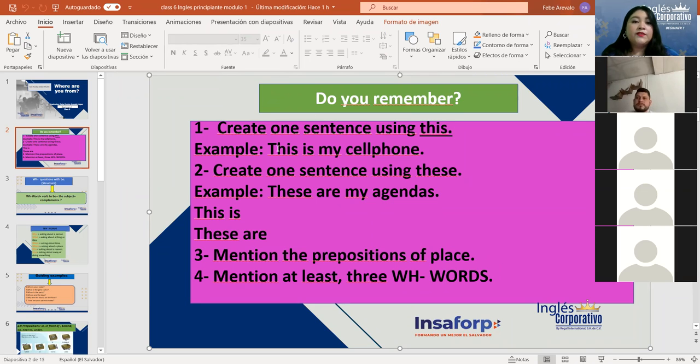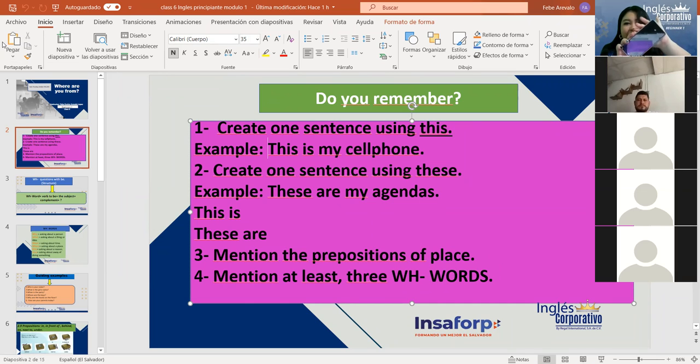So ahorita pueden crear su oración. Este es mi ejemplo. This is my cell phone. So I have my cell phone over here, right? This is my cell phone. Let's work on that. Me avisen cuando hayan terminado.